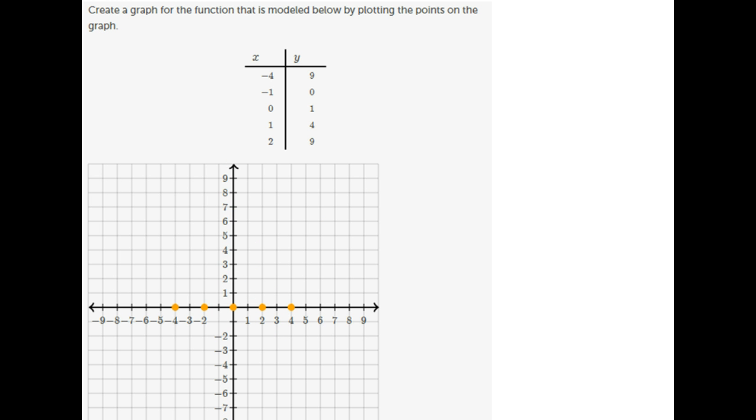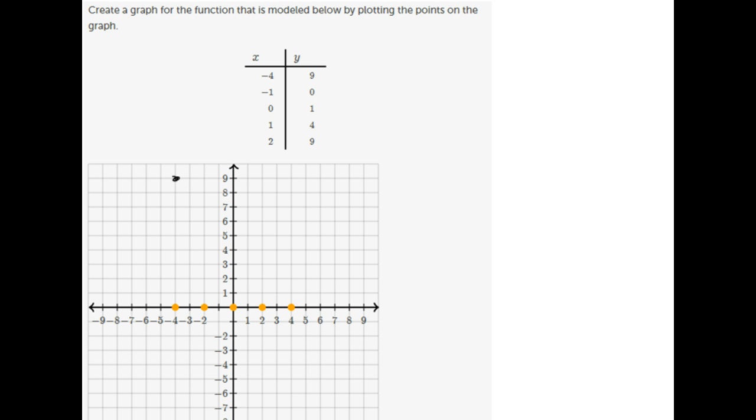Here we have a similar situation. They're giving you the t-table. It's called a t-table, the xy table. And what you're going to do is move those dots to those locations. And it doesn't matter which dot you move to which location, but you need one at a negative 4, 9. So negative 4, 9, one of the dots will have to go there.